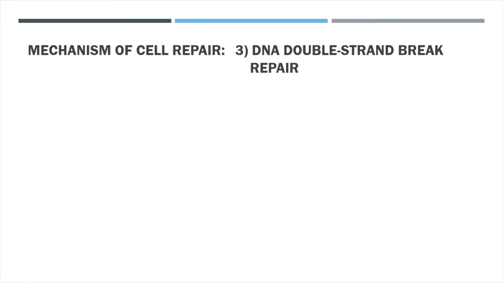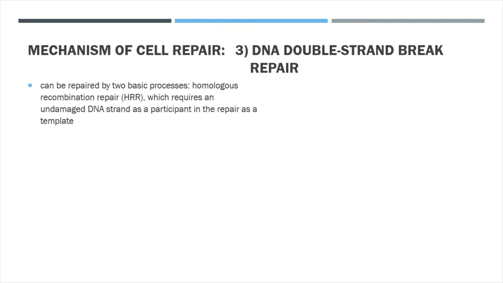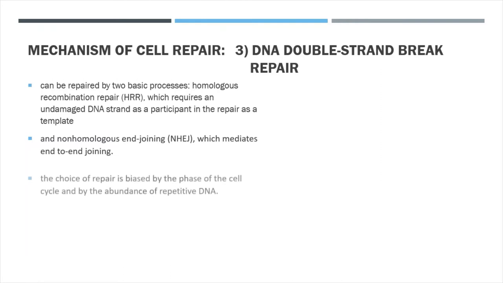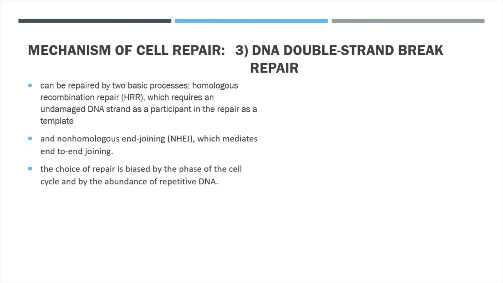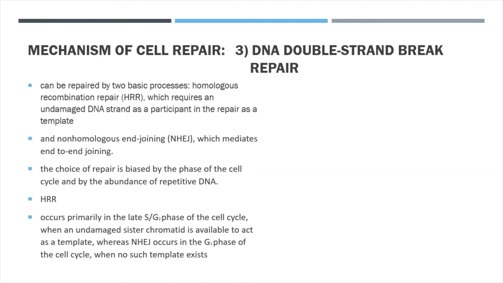The third one is DNA double strand break. This can be repaired by two basic processes: homologous recombination repair, which we call HRR, which requires an undamaged DNA strand as a template, and non-homologous end joining, NHEJ, which mediates end-to-end joining. The choice is biased by the phase of the cell cycle and by the abundance of repetitive DNA. HRR occurs primarily in the late S and G2 phase of the cell cycle.